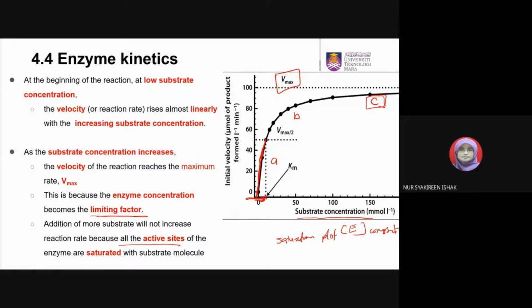A saturation plot, or a hyperbolic plot. As you keep on increasing the substrate concentration, the rate of reaction reaches maximum velocity as all active sites are occupied with the substrate. The enzyme is saturated with substrate.